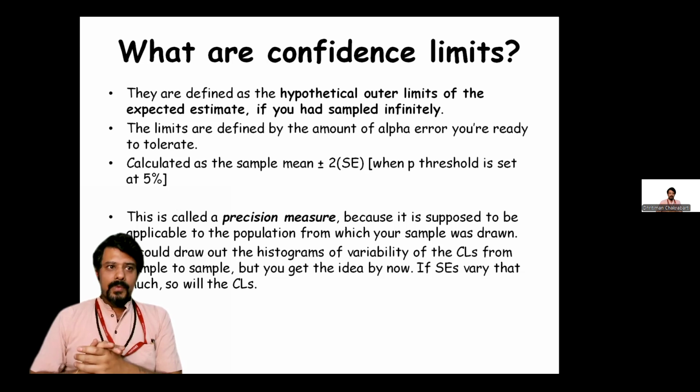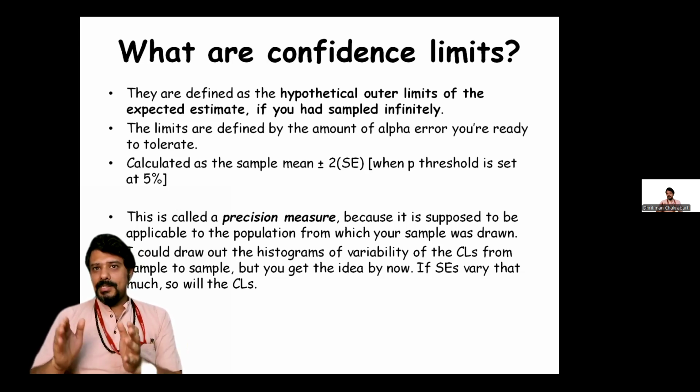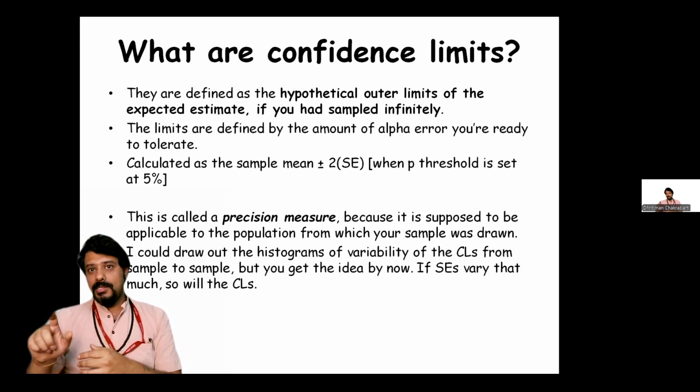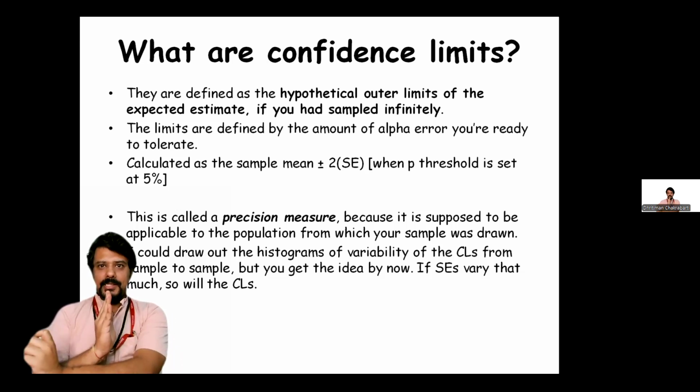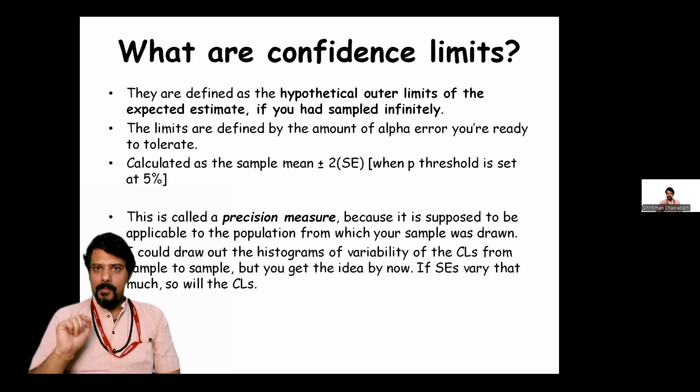So basically it is the hypothetical outer limit of expected measure if you had sampled infinitely within your given population. Now as I had said before, the limits to which you want to adhere are given by the alpha error. If you're talking about a 95% confidence limit, that also means 5% alpha error; 100 minus the alpha error becomes the confidence limit. So if your estimate is in between, you have confidence limits on both sides of the estimate, 2.5% this side, 2.5% that side. Those are the outer limits of your estimate.